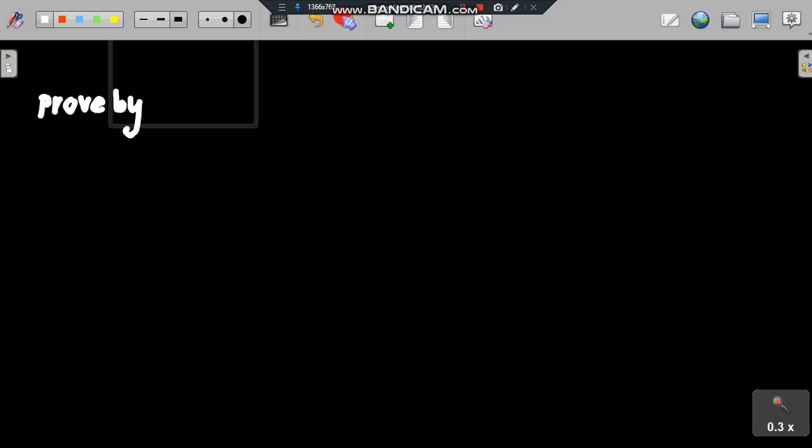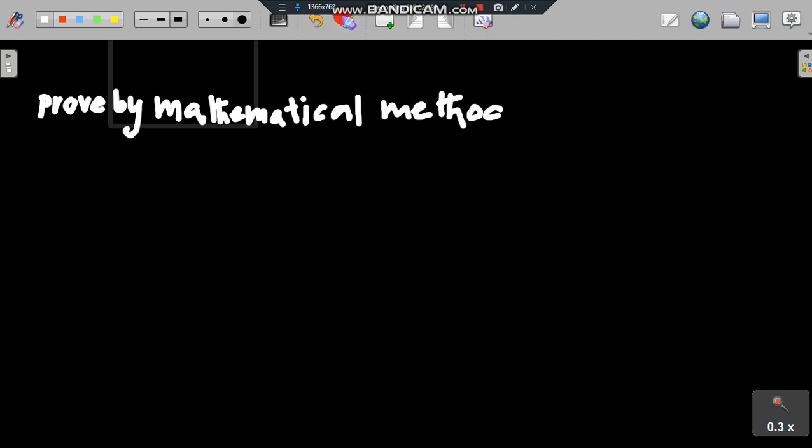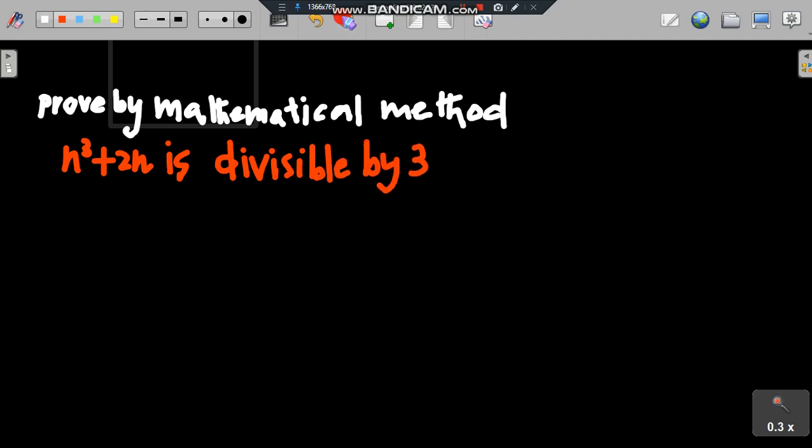Prove by the mathematical induction method that n cube plus 2n is divisible by 3 for all n greater than or equal to 1, for all natural numbers. This is the problem given to us.